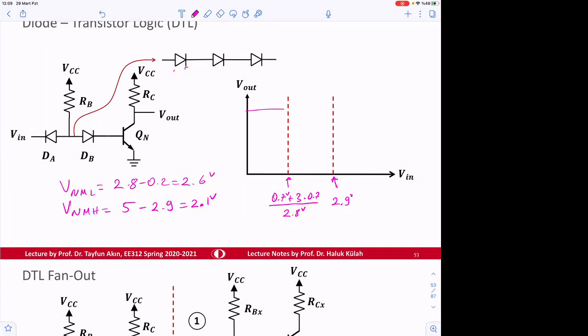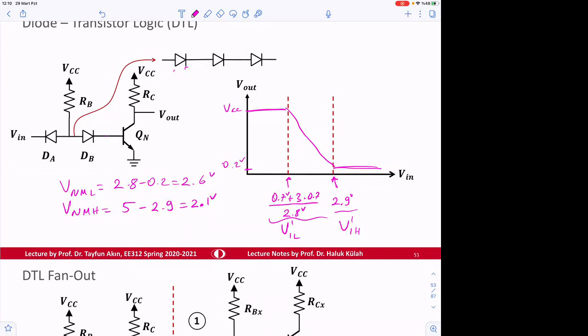So this value here is going to be obtained again. VCC, 0.2 volts. This is V input low prime, and this will be V input high prime. Is that clear?